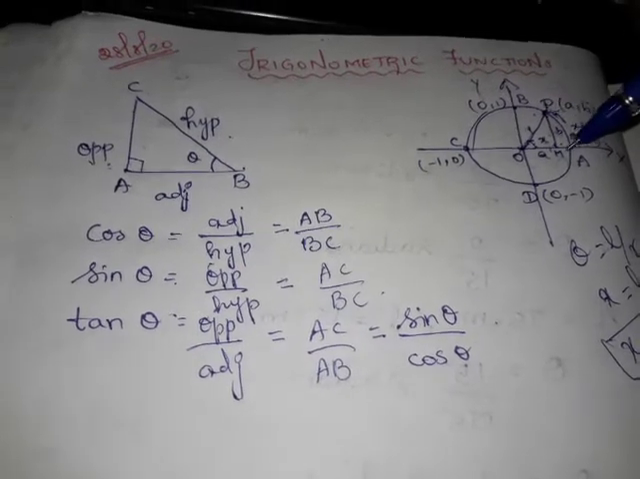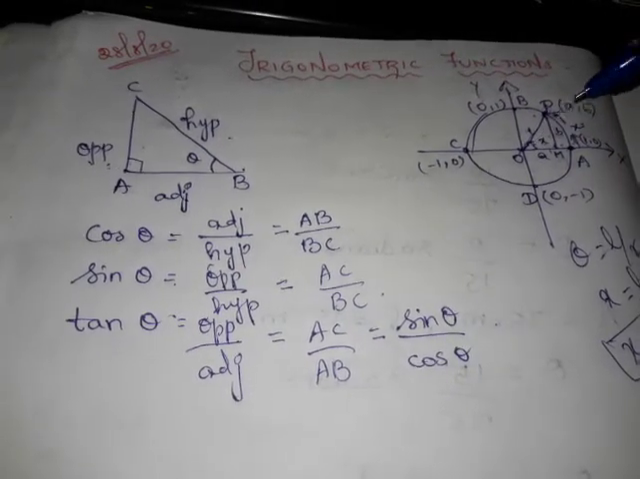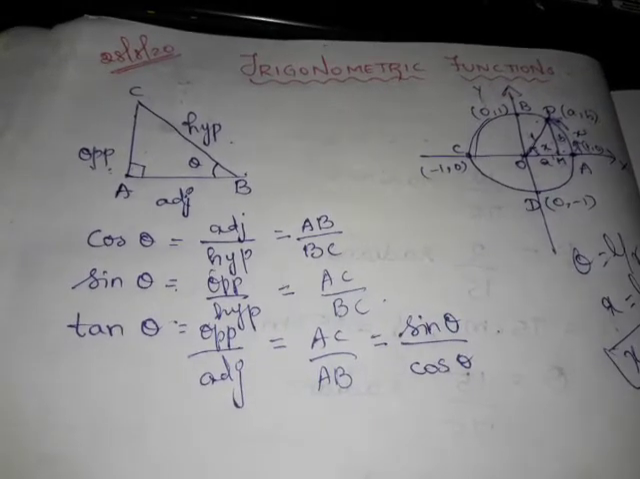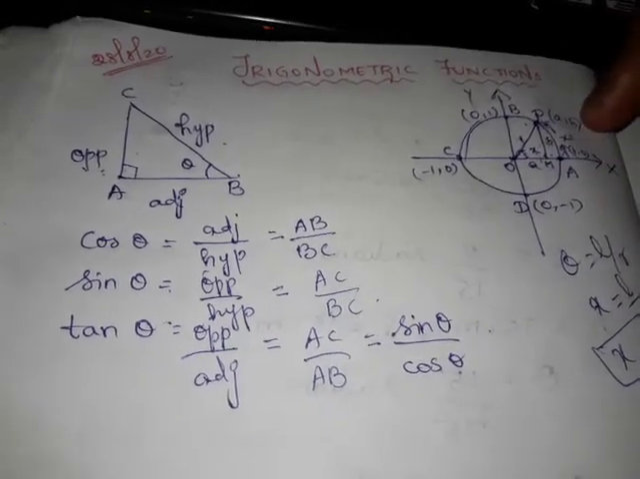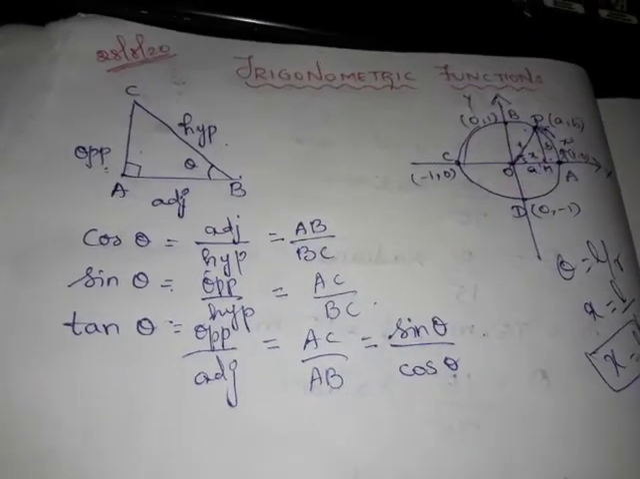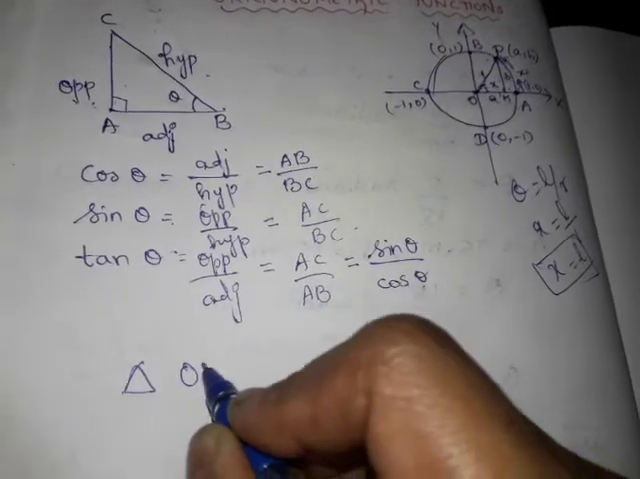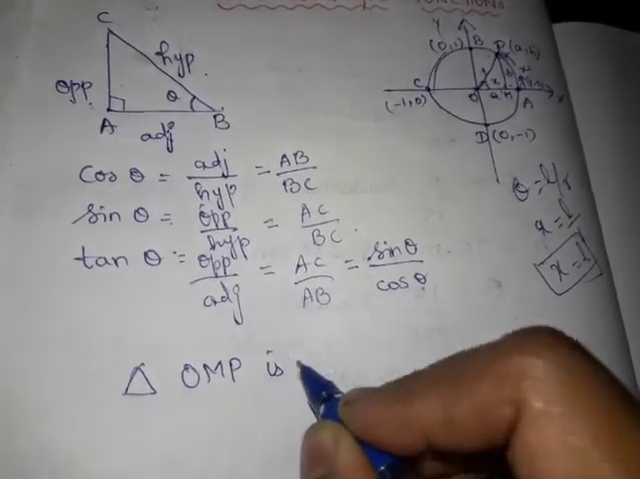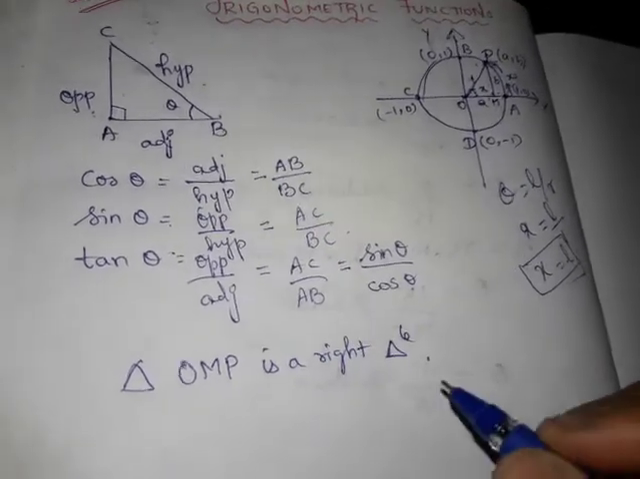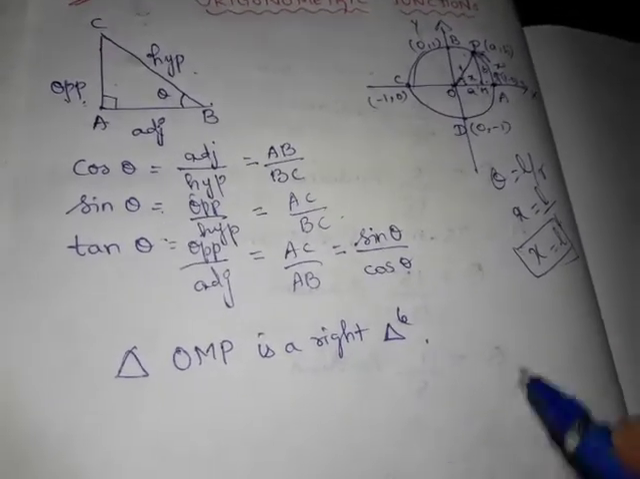And we have assumed the angle AOP equal to x, then obviously the arc length AP is also x. Now how will you define all these three ratios to this triangle OMP? If you consider triangle OMP, it is a right triangle, right? OMP is a right triangle.